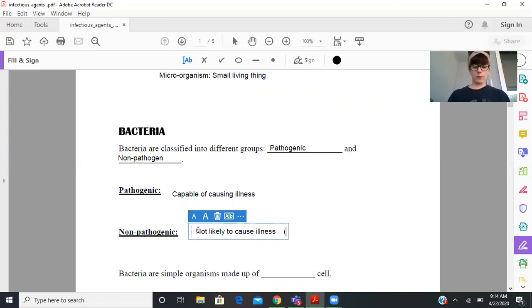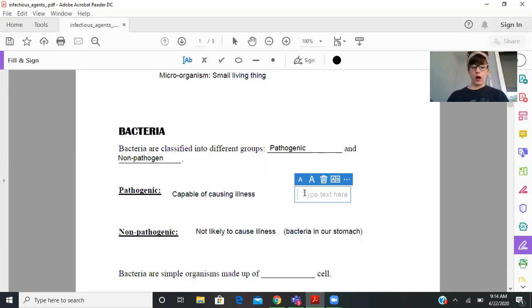I want you to think of bacteria in our stomach. Or sometimes we even use bacteria to break down other organisms, but it's not going to make them sick. So I also want to let you know that pathogen is a germ organism.